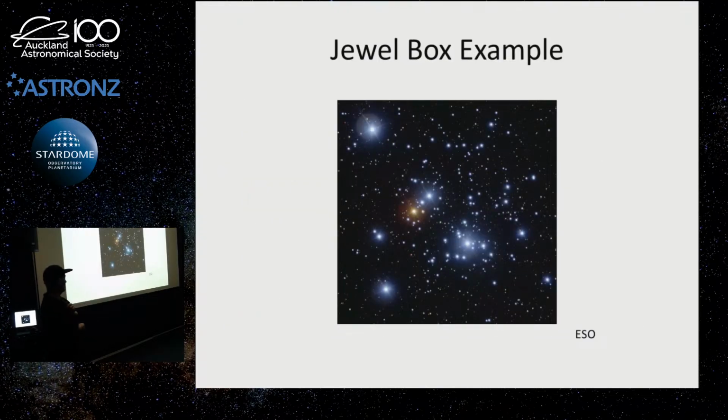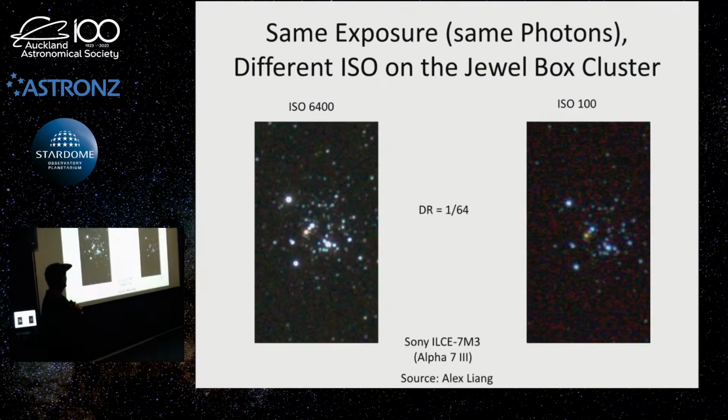So this is the example I gave last time. This is what the Jewel Box cluster is supposed to look like. And at Waharau a few months ago, Alex took these images with his Sony camera. At ISO 6400, you can't really see the orange in that star there, but if you reduce the ISO to 100, you can see that there is an orange-red star there. You can see that the stars on the left have less colour and are bigger.